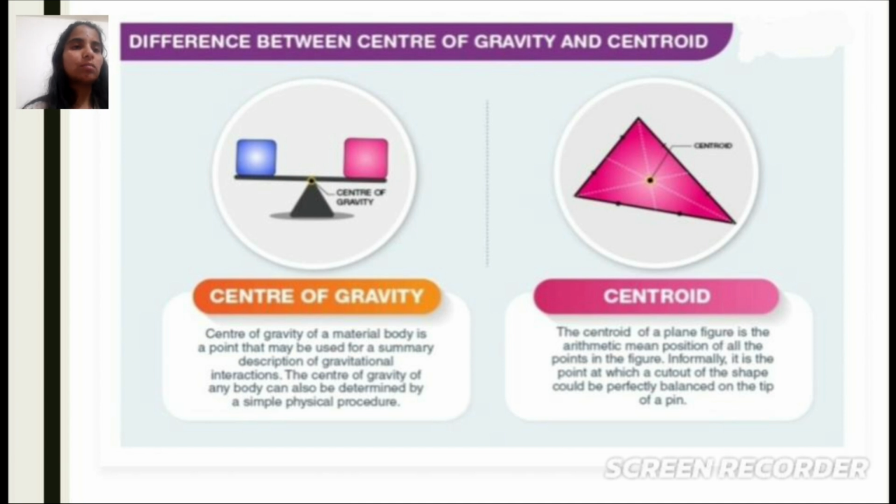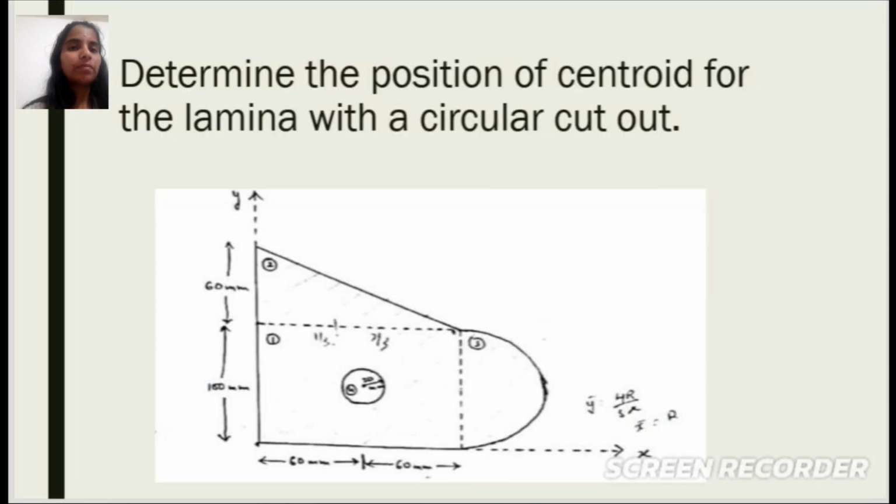Now let us solve some problems related to the centroid. Problem number 1. Determine the position of centroid for the lamina with a circular cutout. For determining the position of any centroid, first thing we need to check whether the given figure is symmetrical or not. In this, the given figure is not symmetrical, either in horizontal or in vertical. So, hence we move on to finding the central axis, that is y bar and x bar.